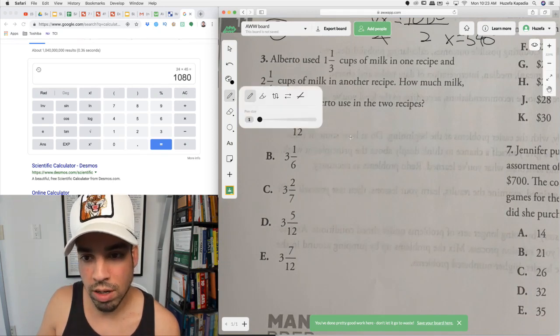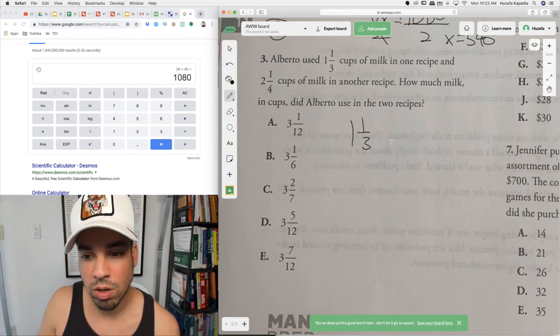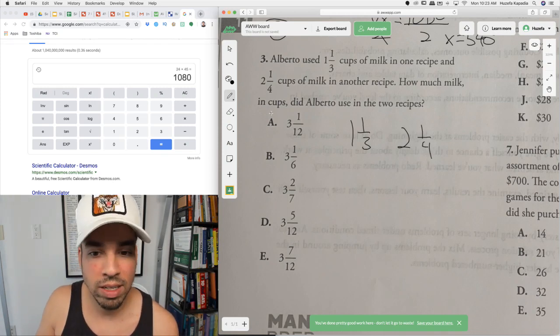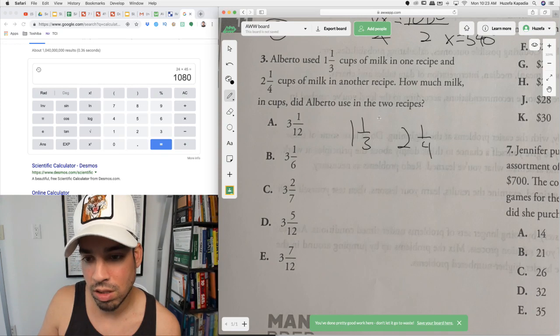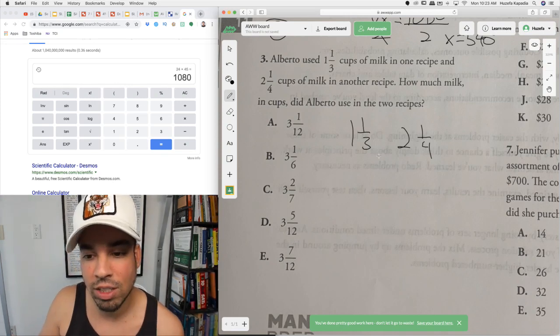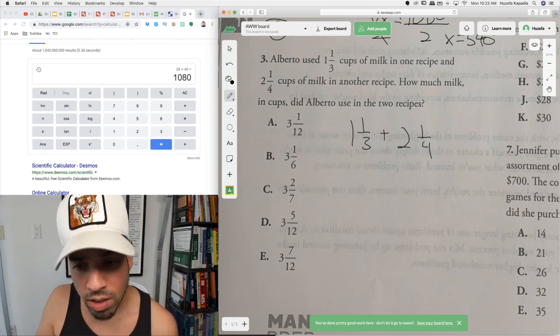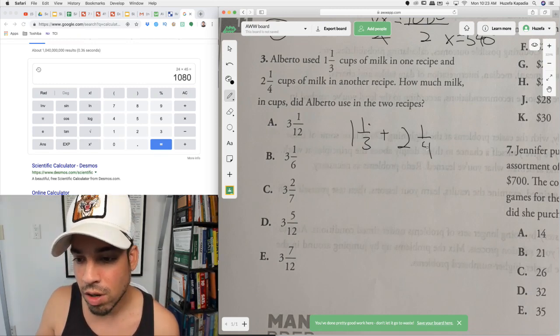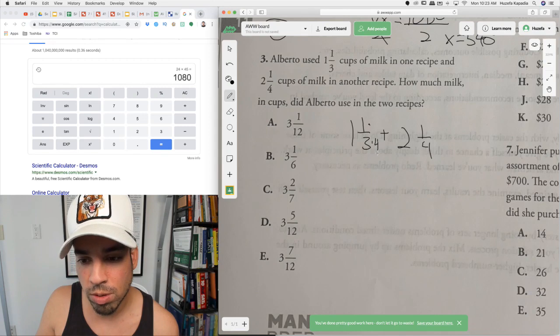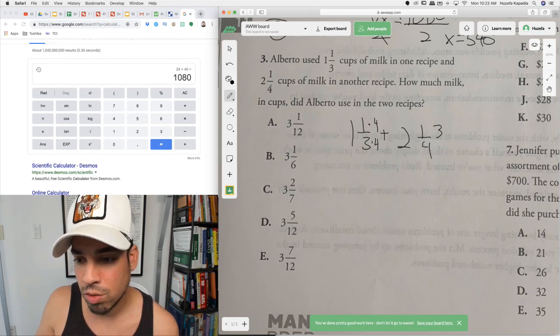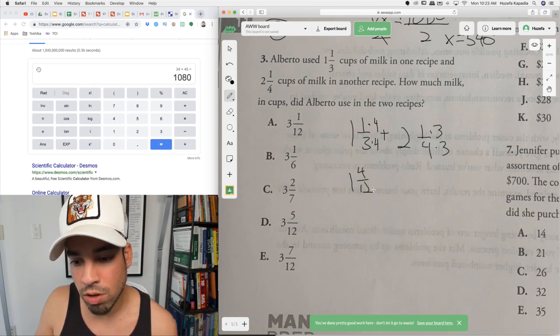Alberto used 1 1/3 cups of milk in one recipe and 2 1/4 cups in another. How much milk in cups did Alberto use in the 2 recipes? So again, we're talking about fraction addition because we want the total. So we're adding these 2 together. Again, we need common denominators. I like 12, since 4 and 3 both go into 12. So I'm going to multiply this by 4 over 4 and this one by 3 over 3. Now I have 1 4/12 plus 2 3/12.